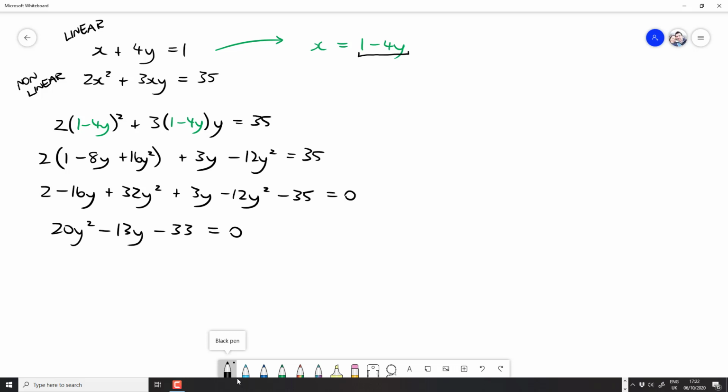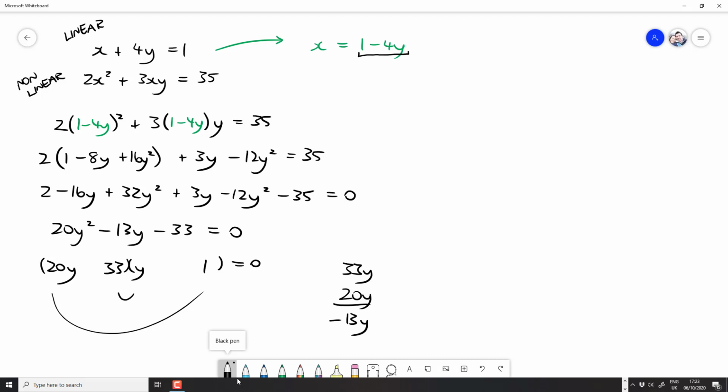So at this stage we can either factorize this quadratic if we're able, or we can use the minus b formula. So we'll set up 2 sets of brackets to factorize. So we have 20y times y will give me 20y squared, 33 times 1 will give me 33, and then to figure out the signs, the inner 2 multiplied give me 33y, and the outer 2 multiplied give me 20y, and I need the sum of these to be minus 13y, and so the 33y needs to get a minus and the 20y gets a plus. So the outer is the 20y, that gets a plus, and the inner is the 33y, and that gets a minus.